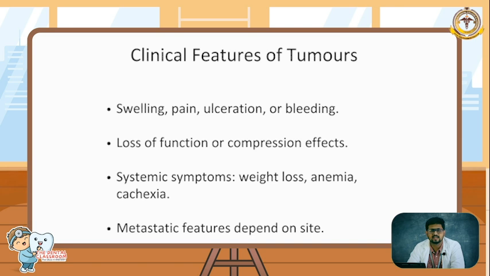Clinical features of any tumor: first of all, we have to identify the swelling and its type. We look for associated symptoms like pain, any ulcer over the swelling, or any bleeding. Then we look for loss of function and compression effects. Systemic symptoms like weight loss, loss of appetite and anemia help us rule out malignancy. Metastatic features depend on the site of the lesion.